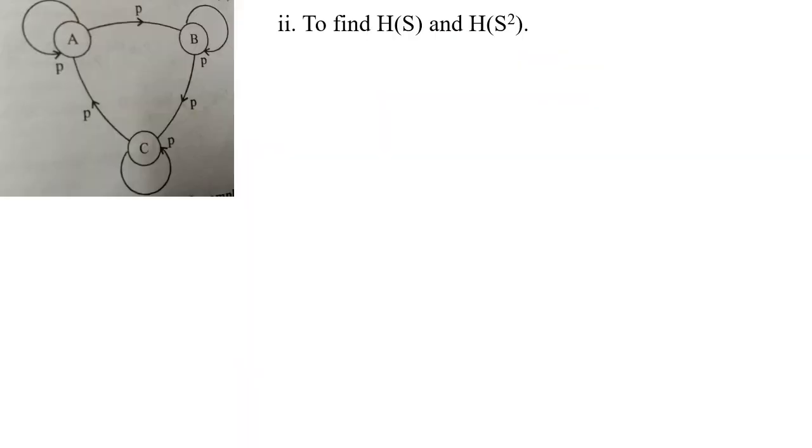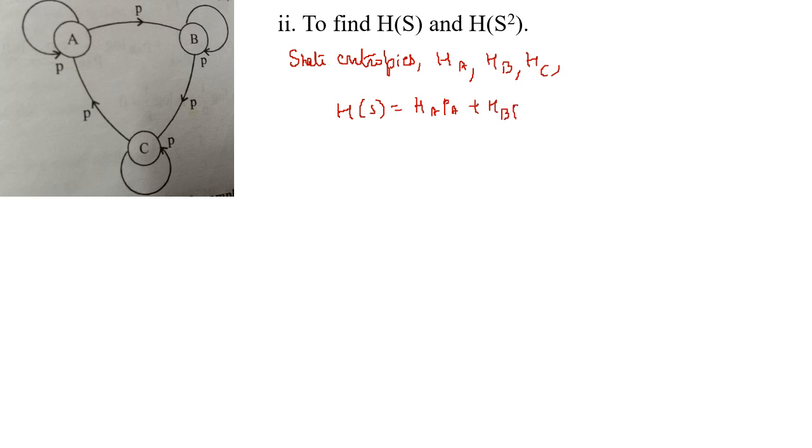To find H of S and H of S square, first we need to find the state entropies. So what are the state entropies here? We have three states, so we need to find what is HA, what is HB and HC. Once we get the state entropies, we can find H of S given by the formula HA PA plus HB PB plus HC into PC. So to find this total entropy.